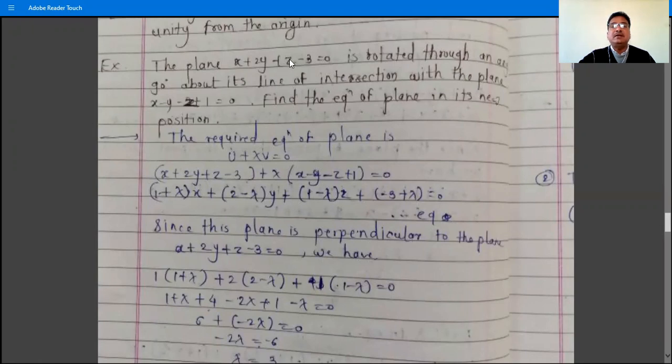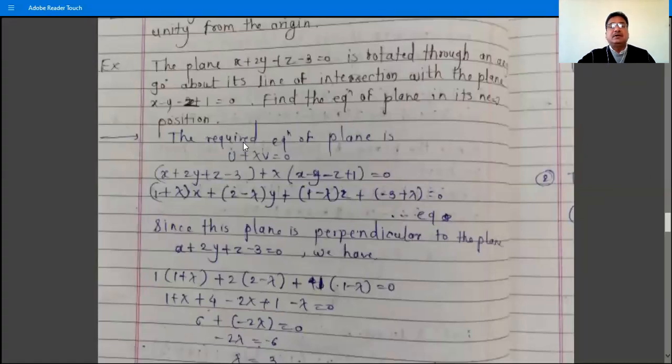The plane is rotated 90 degrees about its line of intersection with this one. That is, this plane is perpendicular to the required equation of plane, the plane in its new position. So we have to rotate this plane through an angle 90 degrees, that is, this plane makes an angle 90 degrees with the new position of the plane.